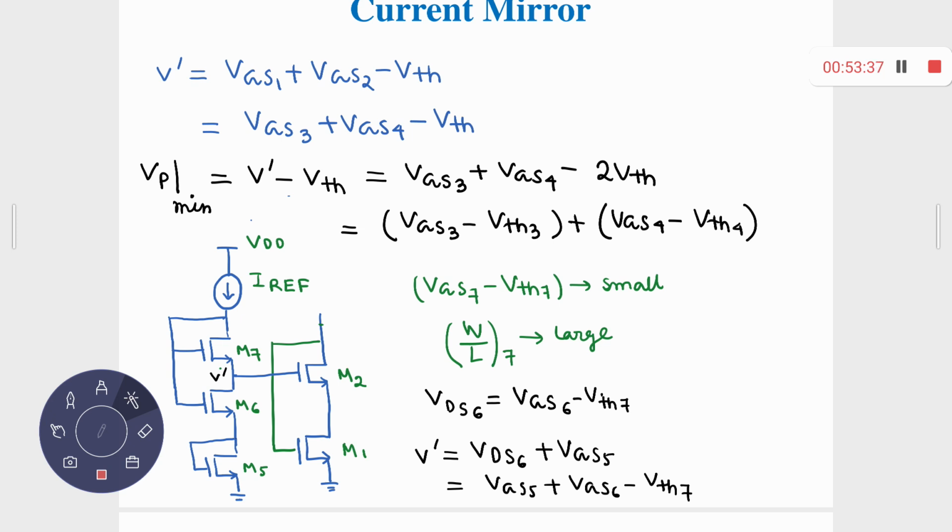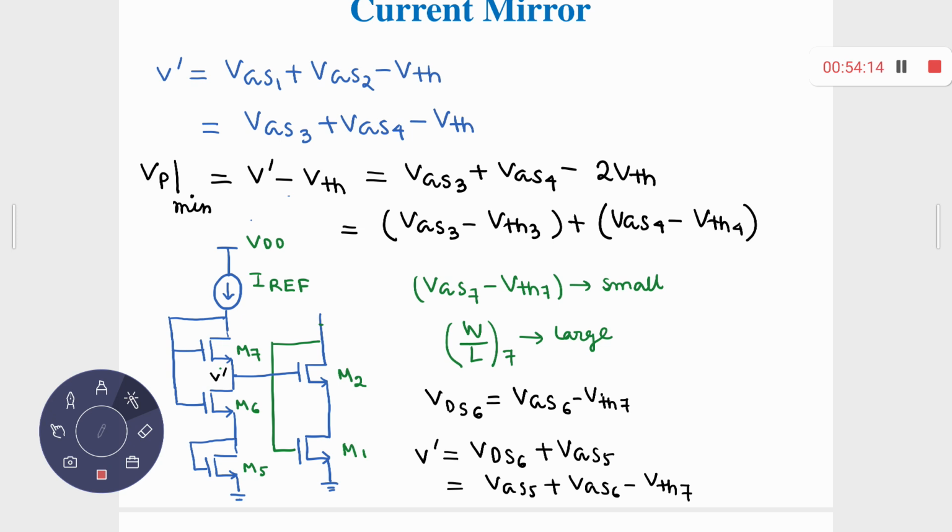That means this difference, from here to here, is small enough. That means the gate-source minus threshold difference is equal to VTH7. Now under this condition, once again, if you would like to find the value of V dash, what is that V dash? It is VGS1 plus VGS2 minus VTH, the same thing that we have done last time.